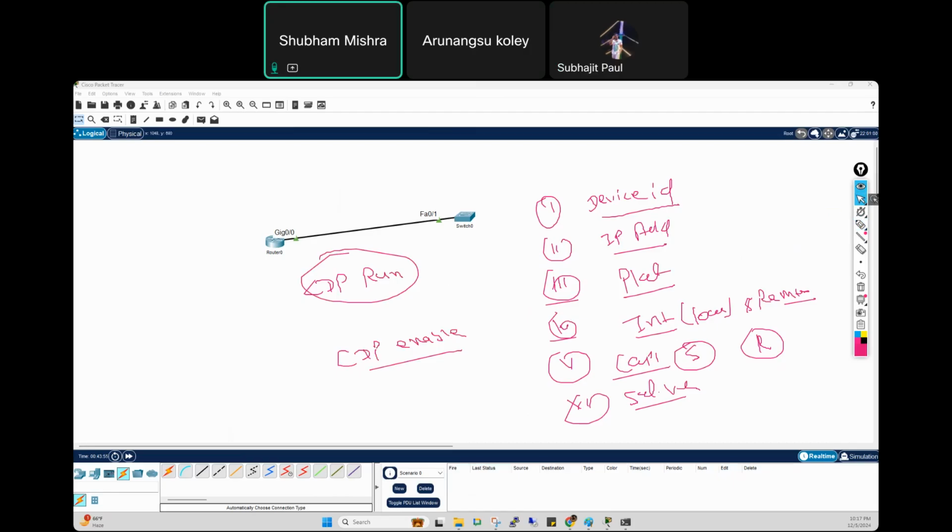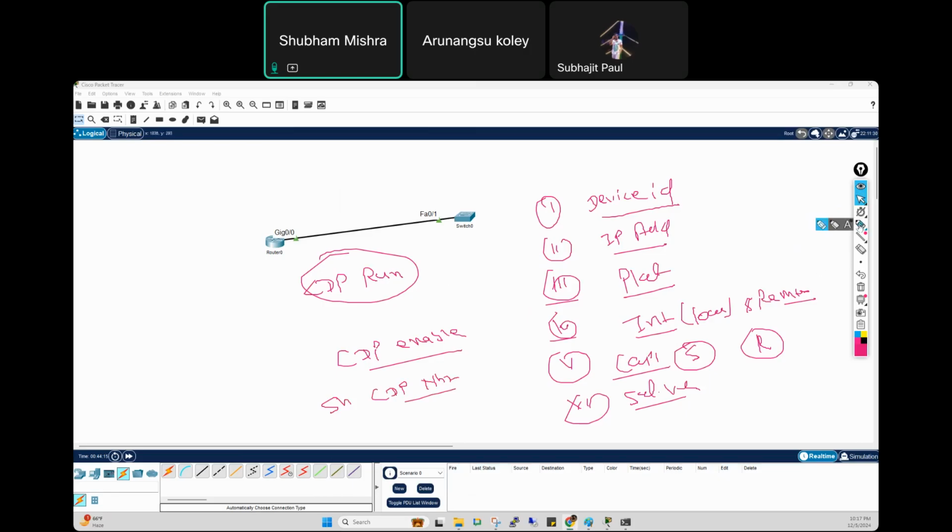Fine? Now, what is the command to check the CDP information? What is the command, guys? Show CDP neighbor. That is the third command I told you. When you check show CDP neighbor, you will get all the information which I wrote here. Clear? Everyone, yes or no?